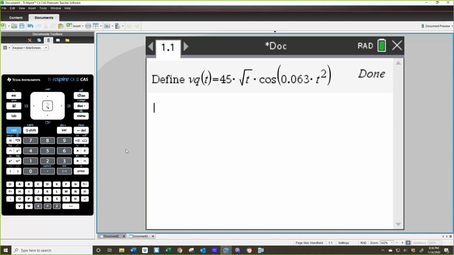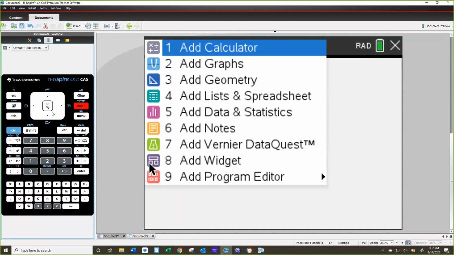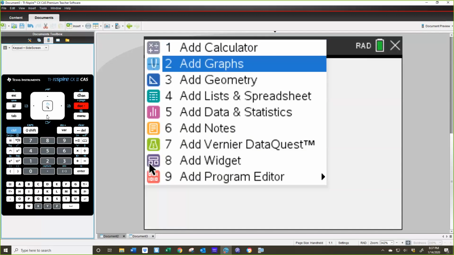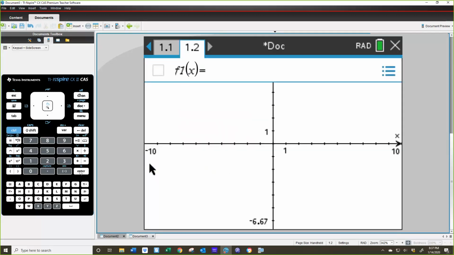And so what I would do now is go to a new window of the graphing. So I'll add graphs, and I've defined it. So now I can actually graph VQ of x. I'm on the function graphing, so VQ of x. The bold VQ is simply a reminder that that function has been defined. And so I will press enter.